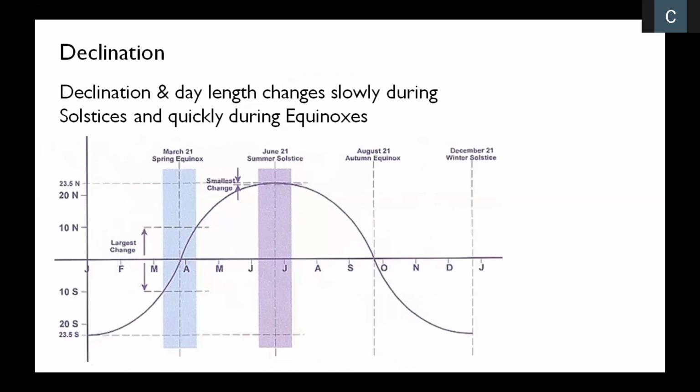The declination and the day length change slowly during the solstices and quickly during the equinox. As you can see, the declination of the Earth moves at a far faster slope as you're moving towards the equinox. Here's the spring equinox and the autumn equinox. But in the winter and in the summer, the declination is changing relatively slowly, which means that the length of the days is also changing less rapidly at those times.